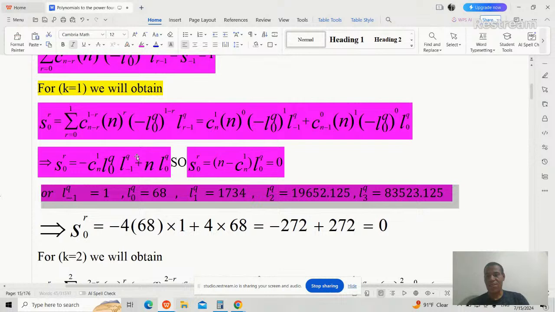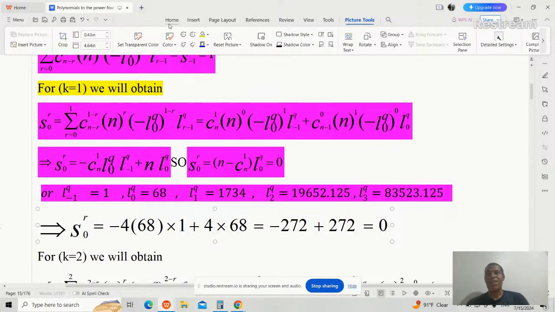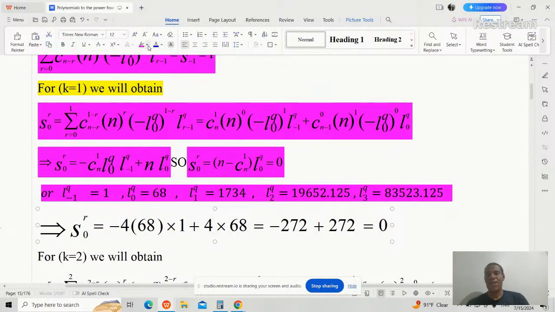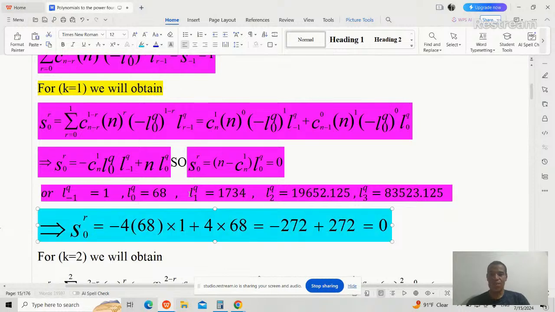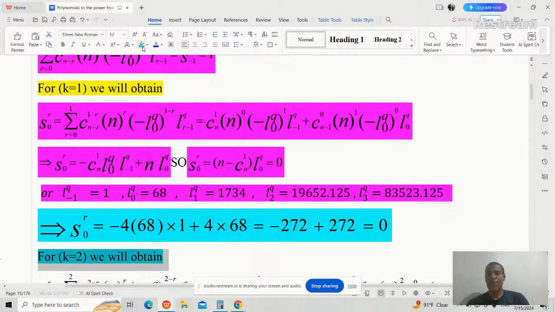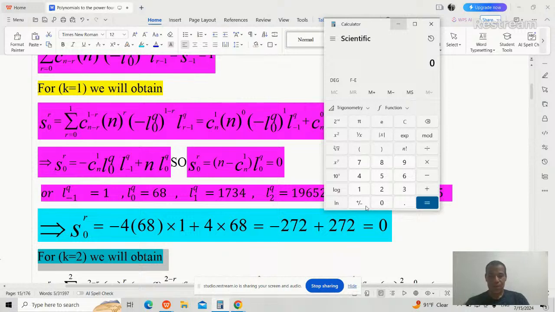Now, learners, I'm going to calculate the value of S0 of Q. You can note that 4 times 68 is negative 272, plus 4 times 68 is 272. So the sum of these two numbers, or the difference, is equal to 0. I'll just make it like that. We have 4, negative 4, Mr. Mourad.